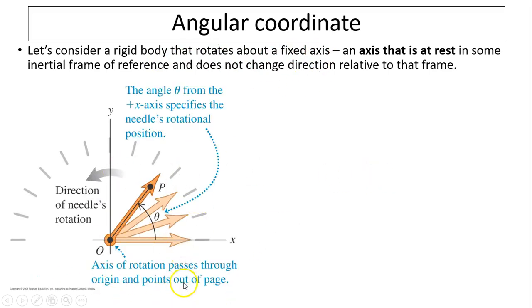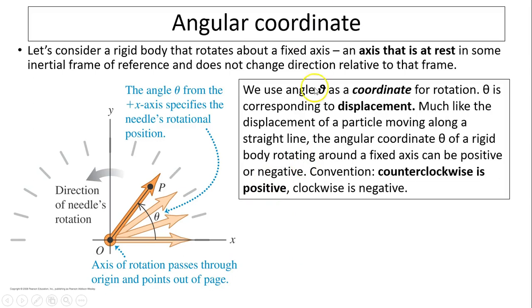So here is a diagram. This theta is measured from the positive x-axis to specify the needle's rotational position. So in this case, it's counterclockwise. An axis of rotation passes through the origin pointing out of the page. So we use the angle theta as a coordinate for rotation. Theta corresponds to displacement.